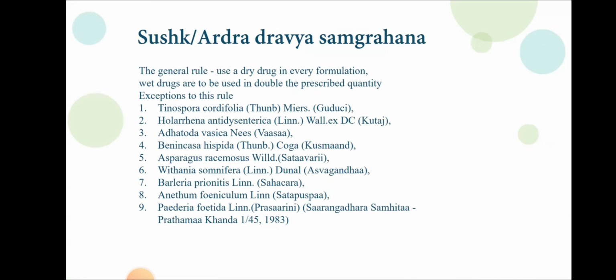Whereas the wet drug has to be used in double the prescribed quantity in all the formulations. There are some exceptions to this rule. These 9 drugs do not have to be taken in double the prescribed quantity. They can be the same quantity as mentioned in the formulation. These are Guduchi, Kutaja, Vasa, Shatavari, Ashwagandha, Sahachara, Shatapushpa, Prasarani: Prayoktavya Sadeva Ardra Diguna Neva Yojayeda.